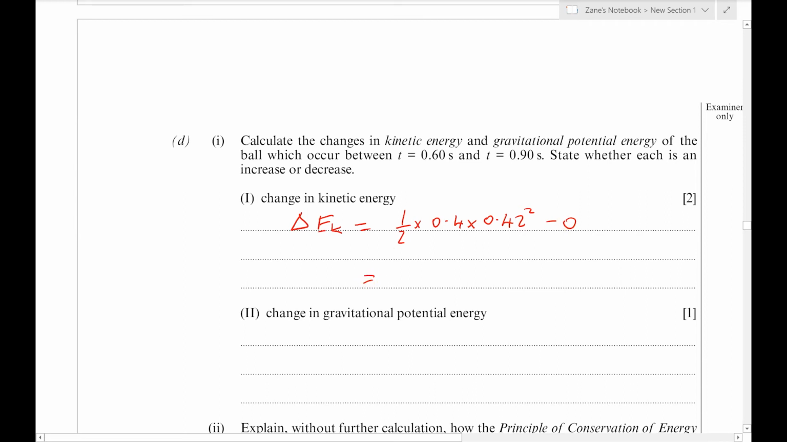That will give us 0.035 joules. And this is a decrease, so we could call it a negative value if we like, but just so long as we make it clear.